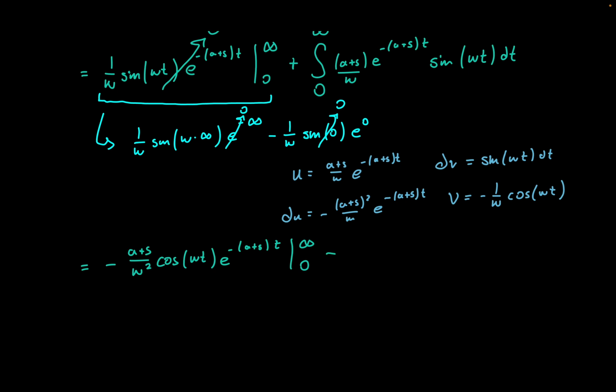Then we'll have minus, and now we're multiplying our du and our v. Notice we have negative, negative, so those cancel and become positive. So we'll essentially have negative, and we can pull out our constants. We'll have this (a plus s) squared divided by omega squared, and then we'll integrate from 0 to infinity of e to the negative (a plus s) times t, and then cosine of omega t dt.